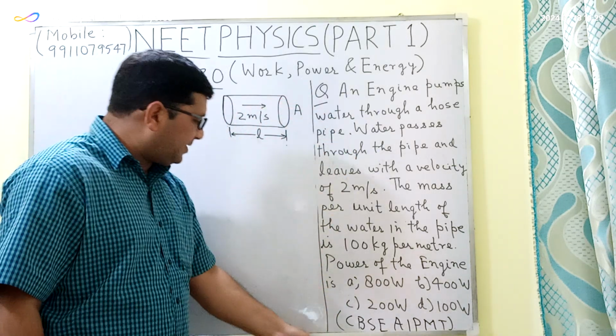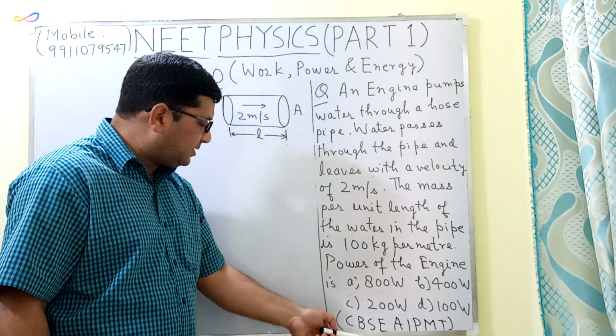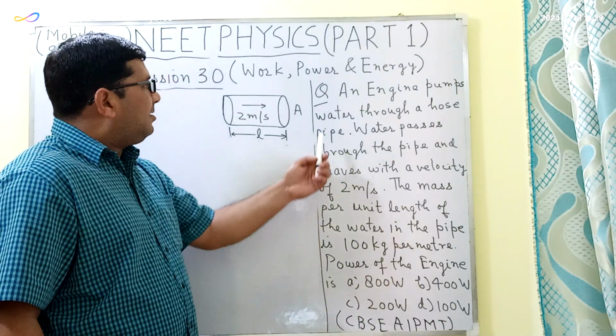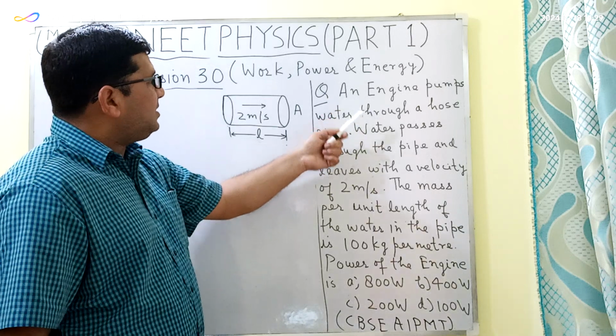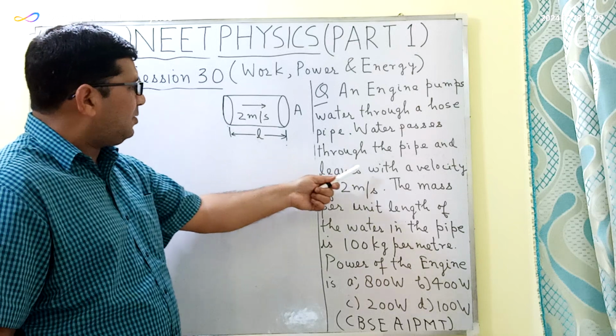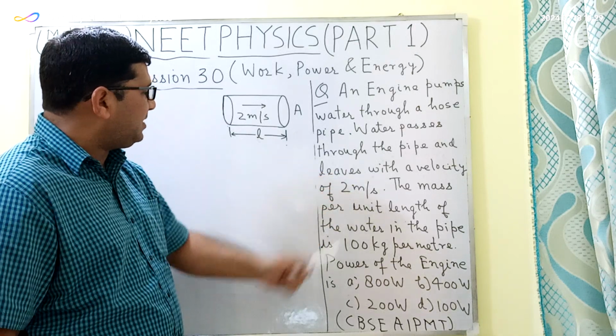And the question which I have written here on this board was asked in the CBSE All India Pre-Medical Test a long time back. The question here is, an engine pumps the water through a hose pipe. Water passes through the hose pipe and leaves with a velocity of 2 meters per second.